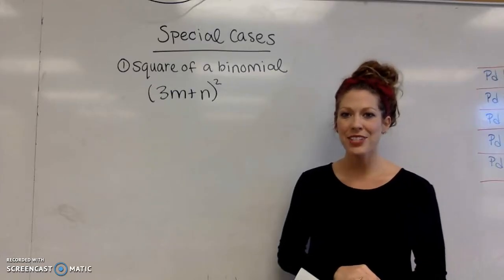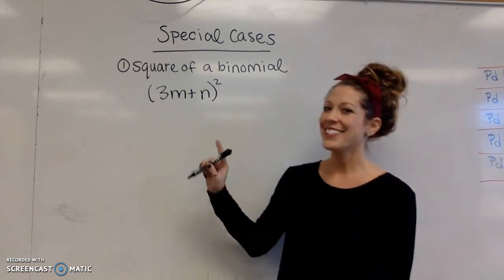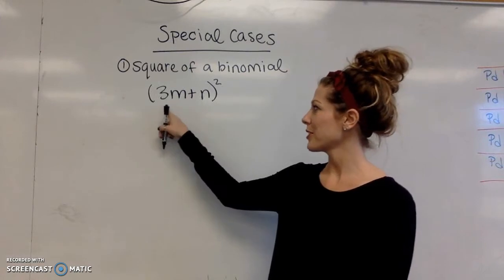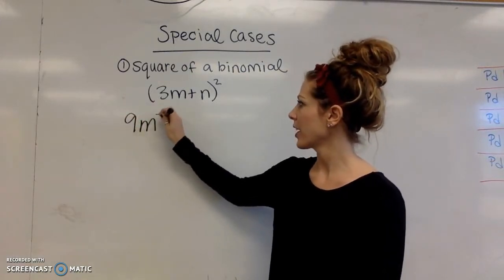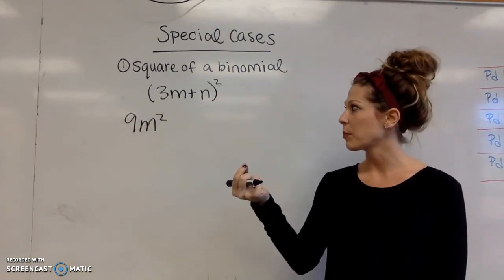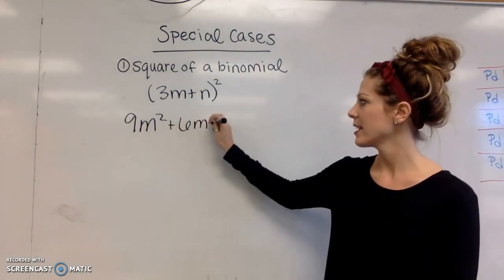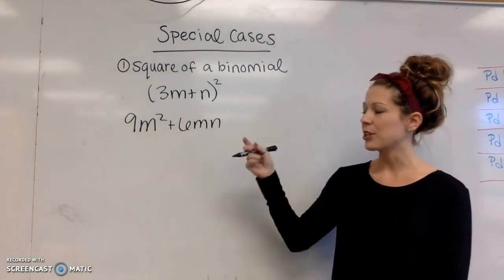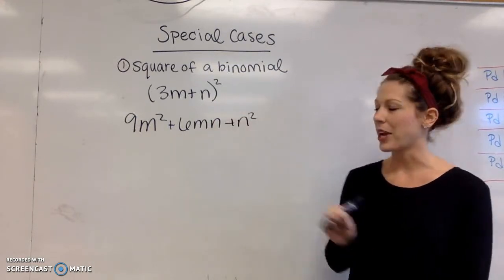Go ahead and pause and try one more of these on your own. All right, so the answer, when you squared the first terms, you would have gotten 9m squared. And then your two middle terms, when you did outside and inside, were both 3mn. So together it made 6mn. And then your last term, when you took n times n, you would have gotten n squared.